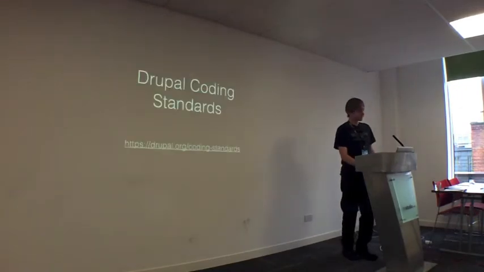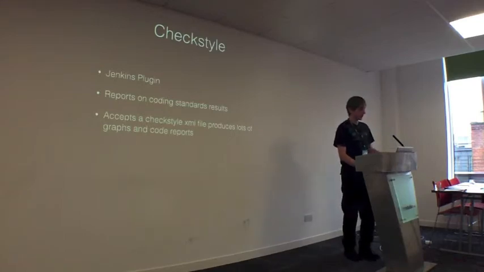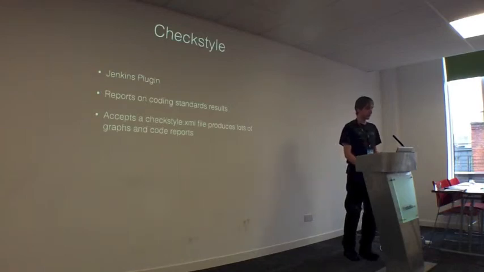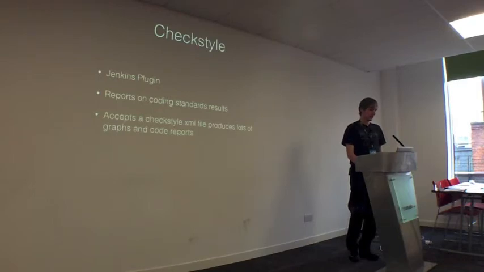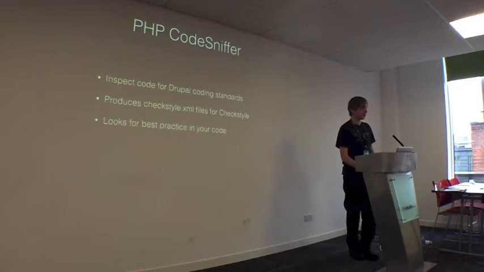So what next? Well, coding standards, obviously. This starts off with the Checkstyle plugin, which is a Jenkins plugin. What we need to do is feed a checkstyle.xml file into this. Obviously we don't write this ourselves. So what we do is we get a tool called PHP Code Sniffer. This is a PEAR package that analyzes for coding standards and produces our checkstyle.xml.